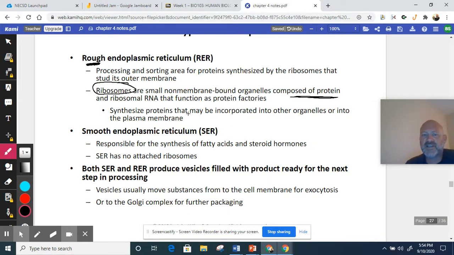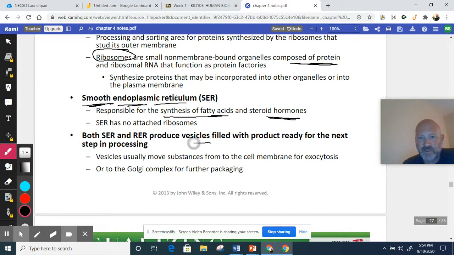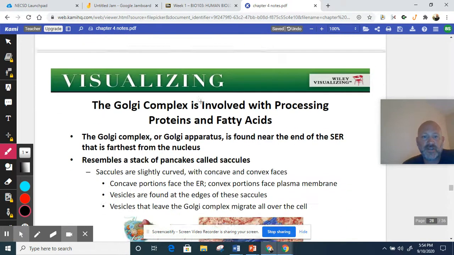If ribosomes are not sitting on the ER, well, that section of the ER is not really going to be involved in making proteins. That section of the ER is probably going to be involved in making lipids, fatty acids, hormones. Because the ribosomes aren't sitting on there, that ER has more of a smooth appearance. So we would refer to that as smooth ER. However, both types produce vesicles that are filled with a product ready for the next step. And usually the next step is going to involve sending this product to the Golgi so it can be packaged and then sent out for exocytosis.